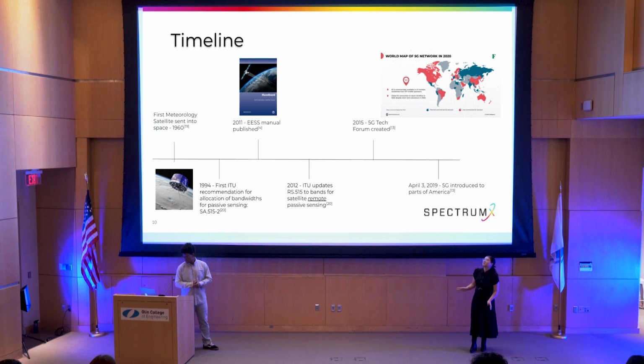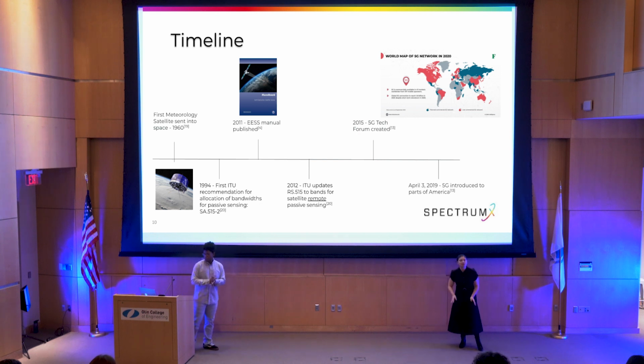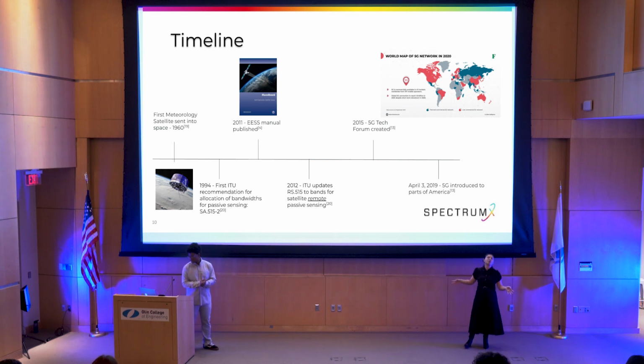Right, so a little brief timeline. Basically, this is just showing that the EESS has been around for a heck of a long time. They've done a lot of work in this area, and they have had this band for a really long time. And the newer stuff like 5G has just started to come out, like April 3rd, 2019 was when they first started releasing it.